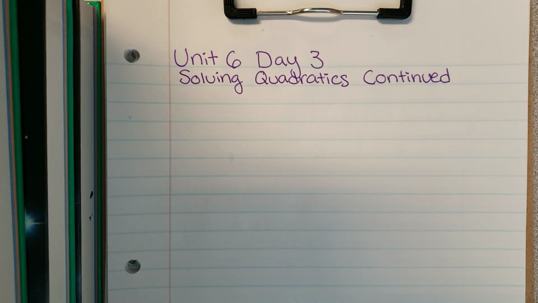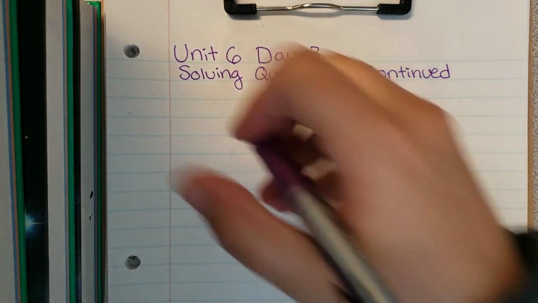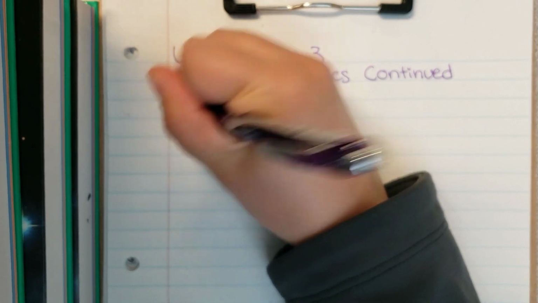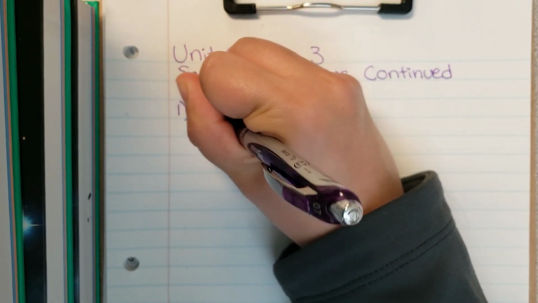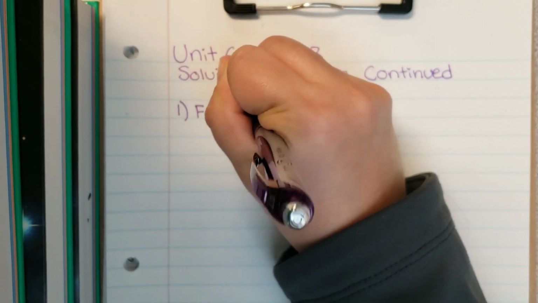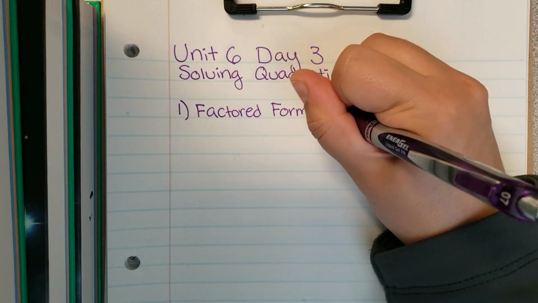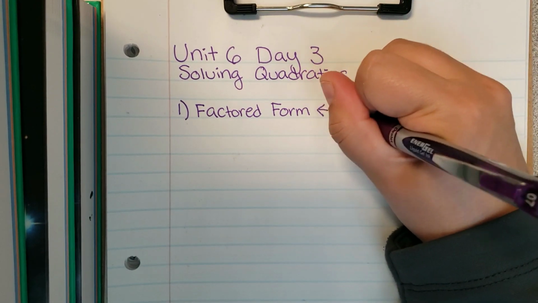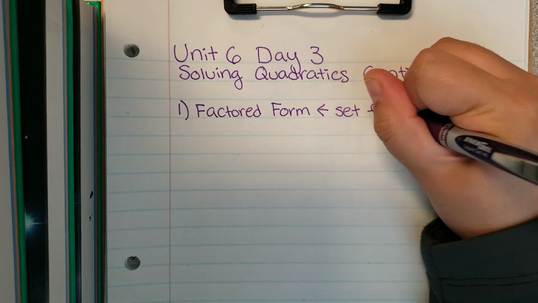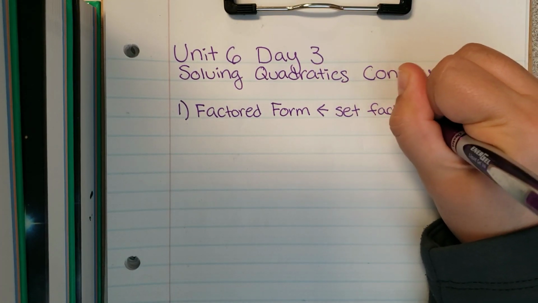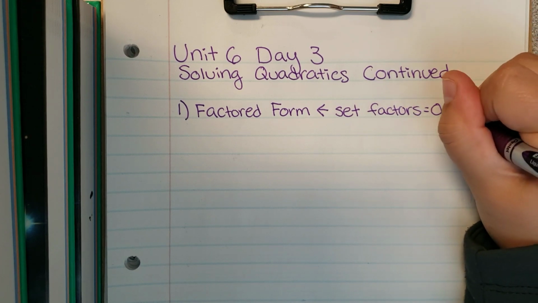All right, so remember yesterday we talked about the 3 different quadratics we were going to look at. We were going to look at factored form, and that's what we did yesterday. And the strategy that we used is set factors equal to 0 and then solve for x.